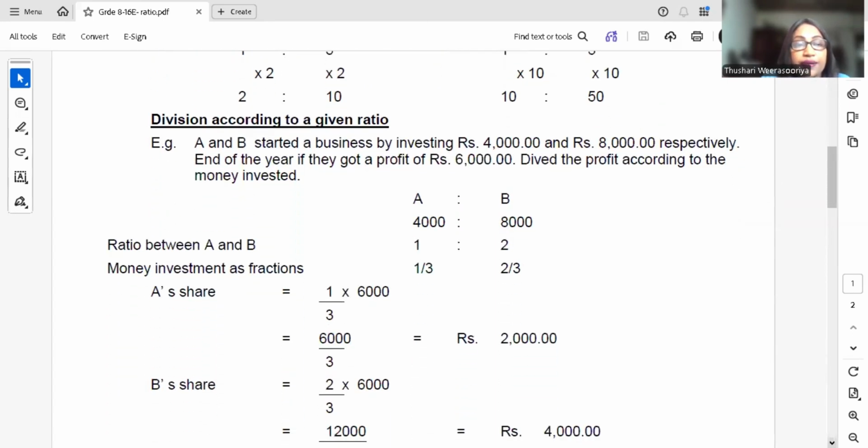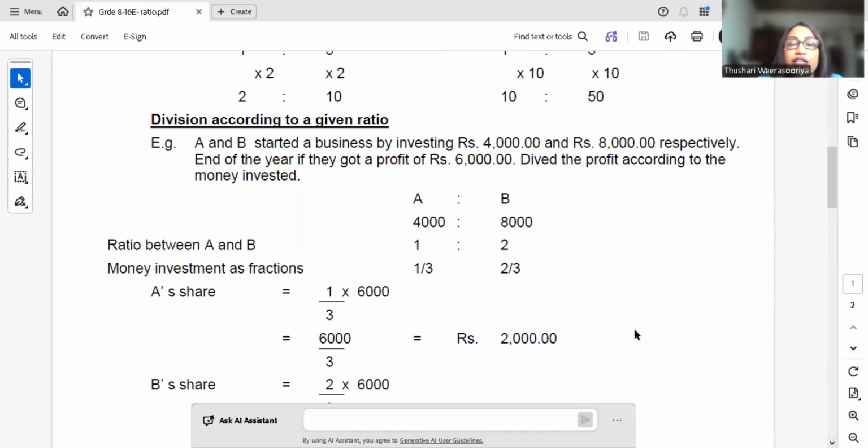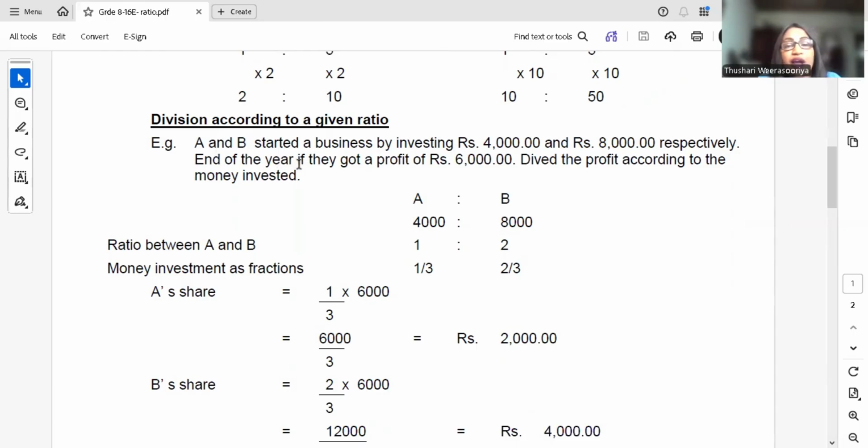Write the next one. Division according to a given ratio. Now we'll see how to divide something according to a given ratio. Look at this example. A and B started a business by investing 4,000 and 8,000 respectively. End of the year, they got a profit of 6,000. Divide the profit according to the money invested.